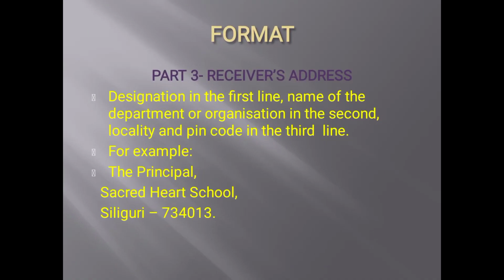So the third part here is writing the receiver's address. The first line should be the designation. Designation means the post. Like if you are writing to the police commissioner, the police commissioner is supposed to be the first line. The second line should be the department or the organization where that particular post actually stays. Like, let's see the example there. The principal is the designation and the organization is Sacred Heart School, and the last line would be locality and the pin code.